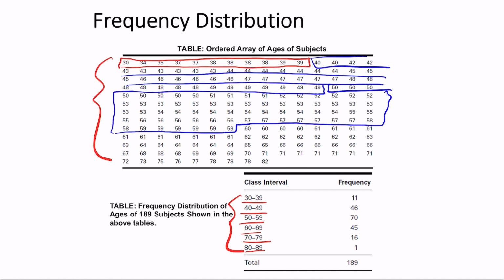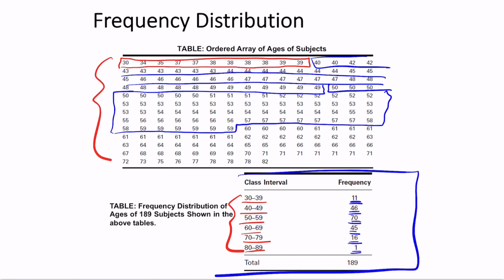We can consider all these people under that data set and count each of the observations. That count gives you the total observations in that interval. For example, for 50 to 59 there are 70 people, 40 to 49 there are 46 people, and 30 to 39 there are 11 subjects. In the same way, 60 to 69 there are 45 subjects, 70 to 79 there are 16 subjects, and 80 to 89 there is only one subject. This is an example of a frequency distribution. It helps in classifying the data and splitting it into equal parts so that it's easily accessible for analysis.